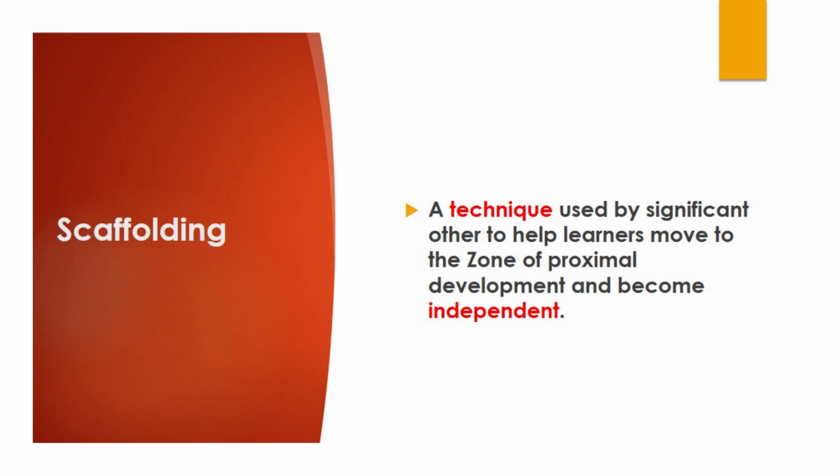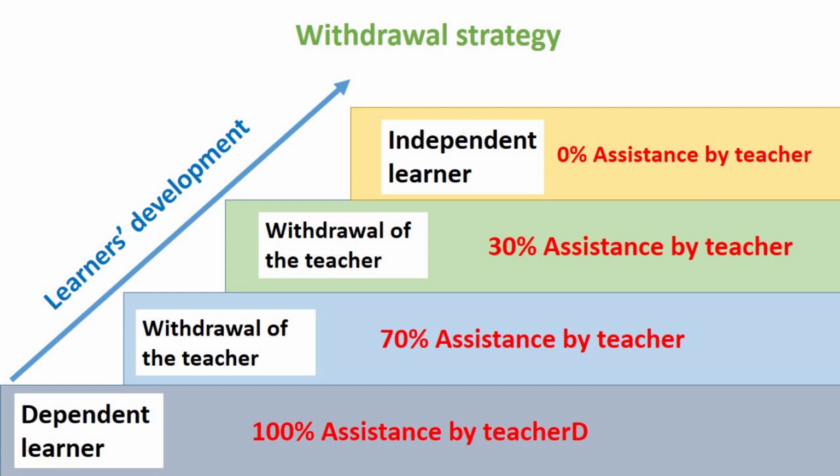In order to help learners move from their zone of current development to the zone of proximal development, teachers use scaffolding. Scaffolding is the process by which significant others, including teachers, parents, and more capable peers, help learners move forward with their learning through the appropriate use of withdrawal techniques as shown in this figure. As can be seen, learners can move from total dependence on the teacher to total independence, where they no longer need the help of the teacher.